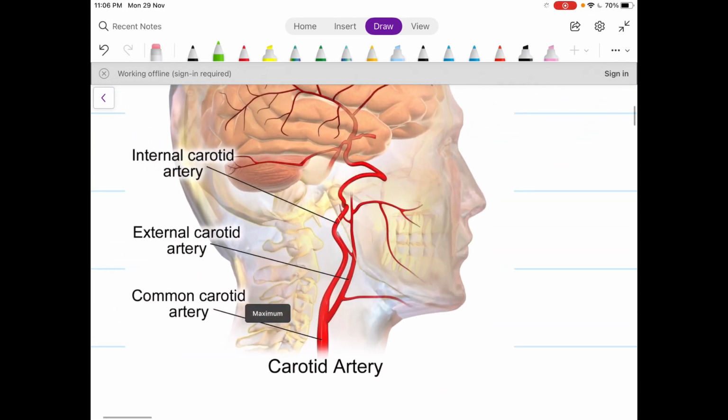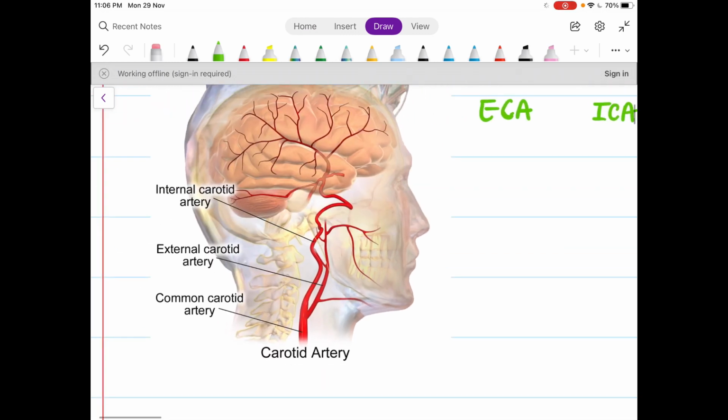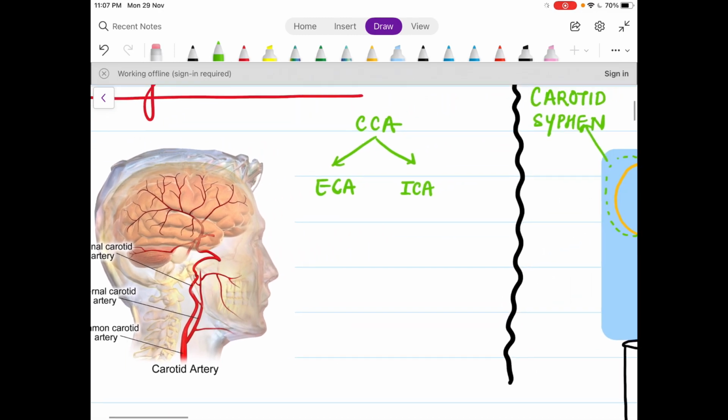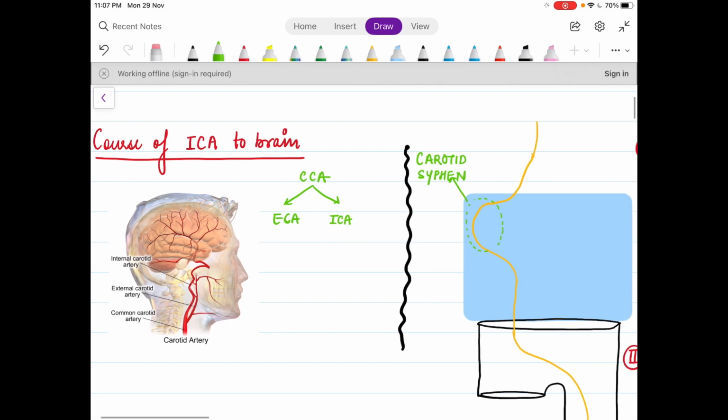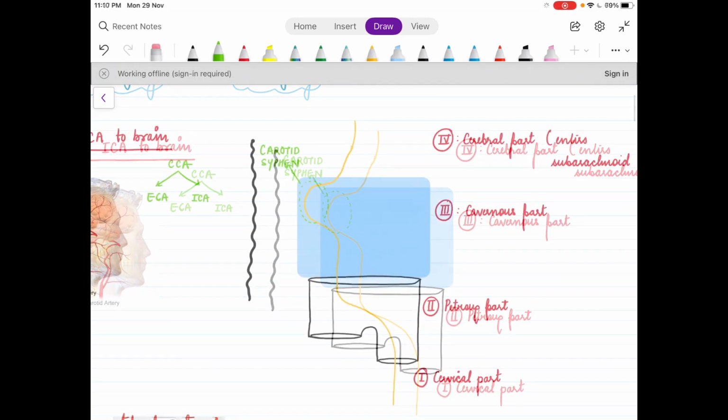This is how it looks. Here, as you can see, the common carotid artery divides in the neck and terminates by giving two branches. One, the external carotid artery, which has branches in the neck and also supplies the head, whereas the internal carotid artery has no branches in the neck but supplies a major part of the brain. Now we will see the internal carotid artery and its course.